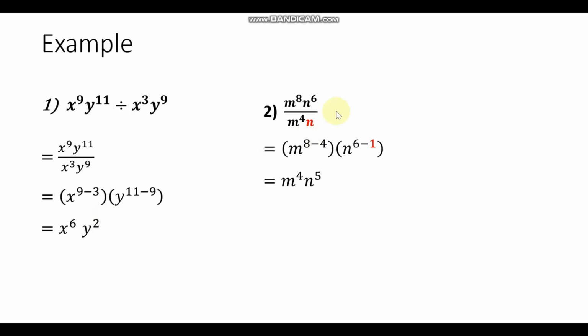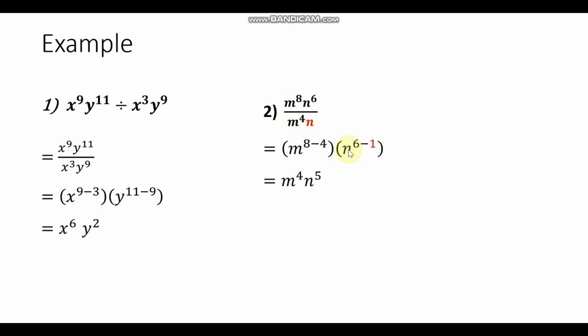Okay, for second question, it's already written down in the fraction form, so we don't have to change it anymore. But please take note that the n here, I put it in red color, which means it doesn't have the value of index, so we have to put it ourselves. First step for this question, we have to separate the base.